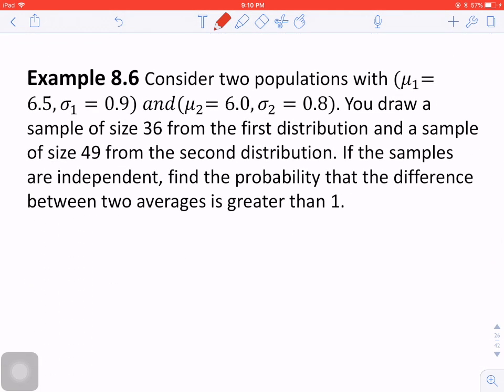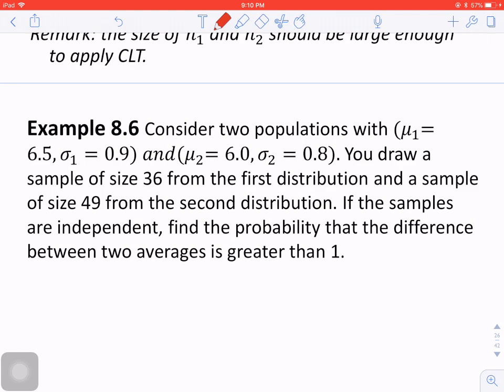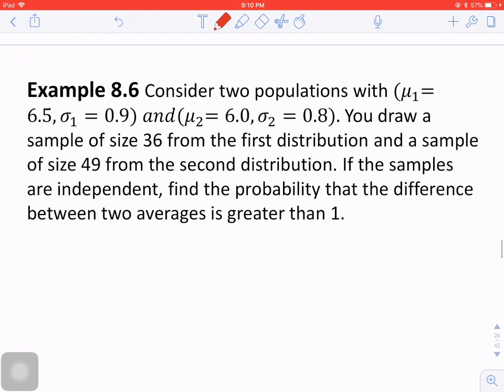Okay, using the above conclusion, x1 bar minus x2 bar approximately follows a normal distribution with mu1 minus mu2, sigma 1 squared divided by n1 plus sigma 2 squared divided by n2. Using this conclusion, we can do example 8.6.